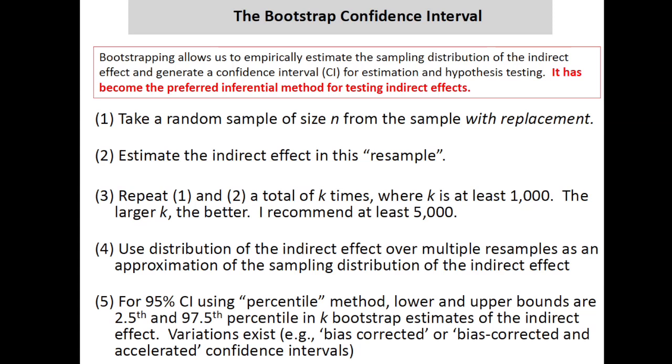There are variations on this. That's what's called a percentile approach to calculating a bootstrap confidence interval. There are things you could do, something called bias correction or bias correction and acceleration, which in theory should be better, although in practice turns out not necessarily to be, or at least not always.